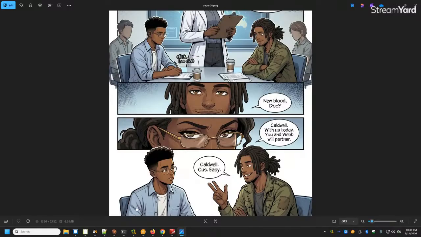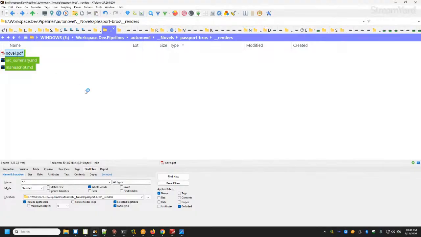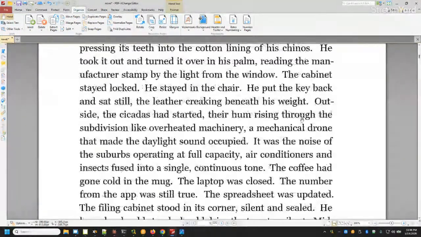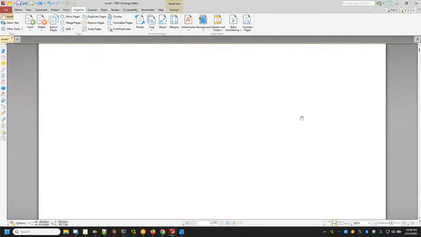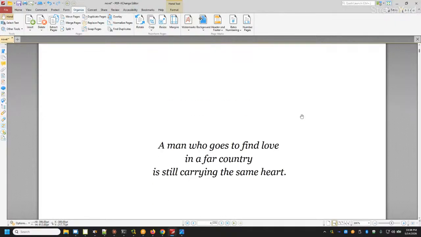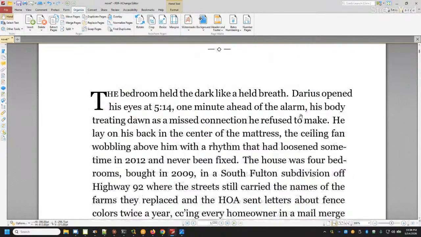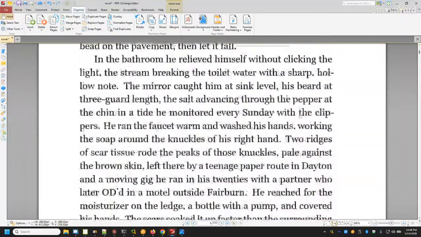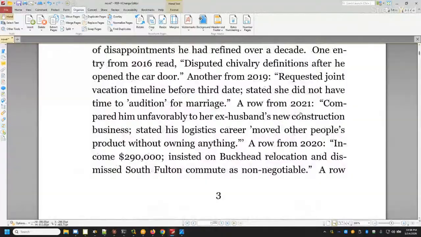I created a novel too, a Passport Bro novel. This was written by Kimmy K26. I don't know if I'm going to read all 232 pages, but yeah, you can create novels. Like I said, this took about 4 or 5 hours to cook. But we have a Passport Bro novel. I gave it a brief synopsis, and then I had it fill in the blanks.